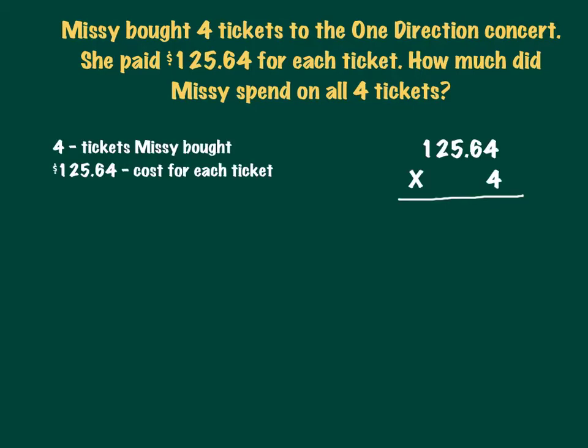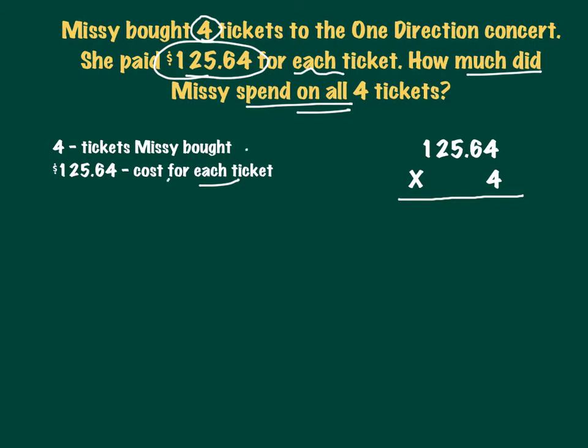Here we go. Missy bought 4 tickets to the One Direction concert. She paid $125.64 for each ticket. How much did Missy spend on all 4 tickets? Okay, step 1, pull out your numbers. 4 represents the tickets Missy bought. $125.64 represents the cost for each ticket. Our clue words are each and how much did she spend on all 4 tickets.